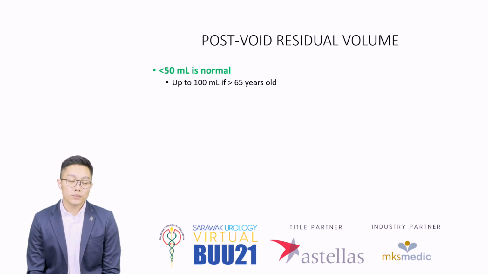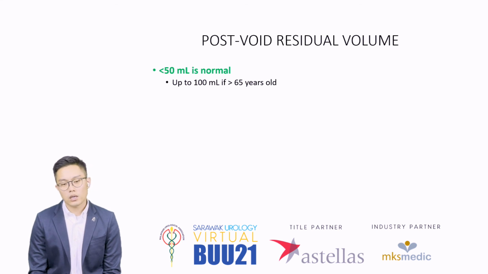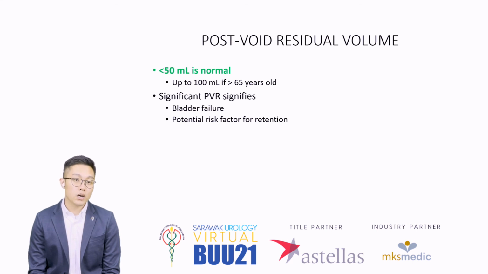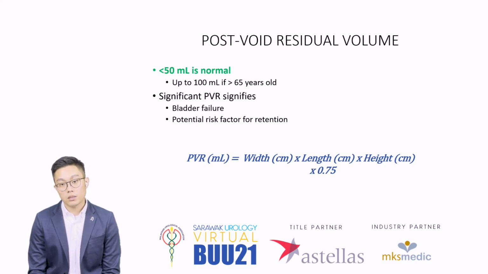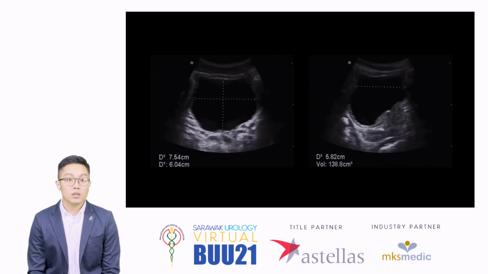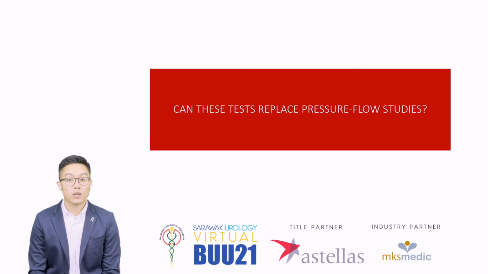Lastly, post-void residual volume. Anything less than 50 ml remaining in the bladder after passing urine is normal. If they're a bit older, they tend to have a bit more, up to 100 is acceptable. A significant PVR signifies possibility of bladder failure or potential risk factor for retention and other sequelae. So the post-void residual volume is again a multiplication of three measurements, then multiplied by 0.75. So this is the bladder in the axial and sagittal window. Just take three measurements. And the volume here is 138 ml, which is increased.